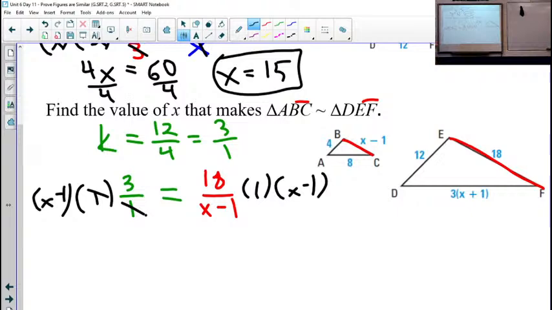Over here, 1's cancel. And we have 3 times this x minus 1. That's what we're left with. Over here, x minus 1's go away. Now there's no more fractions. Great news. 18 times 1.